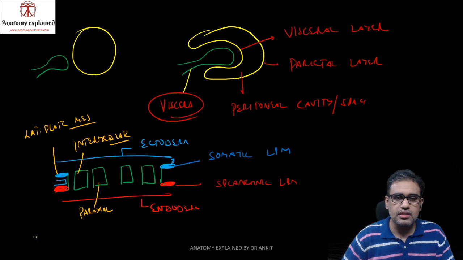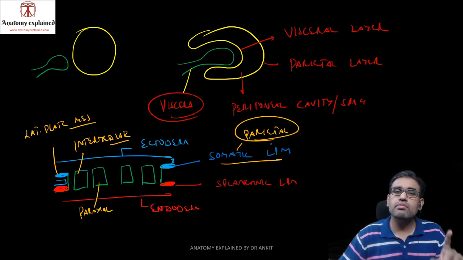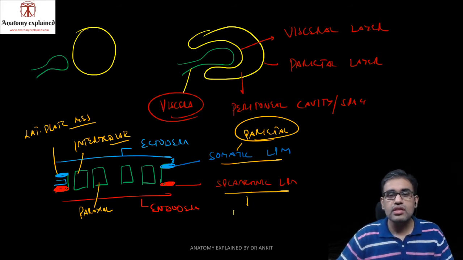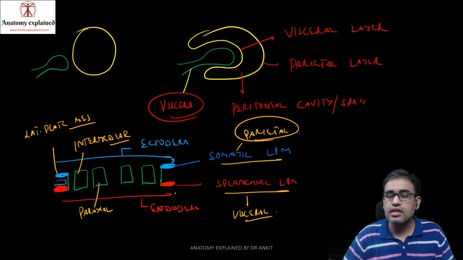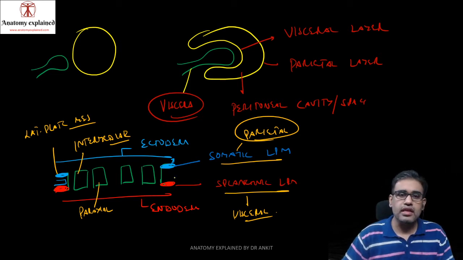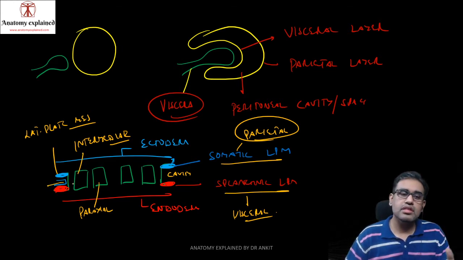Now it is this somatic layer of lateral plate mesoderm which is going to give rise to the parietal layers of the peritoneum, pleura, and pericardium. This splanchnic layer is going to give rise to the visceral layer of the pleura, pericardium, and peritoneum. So embryologically, both the parietal and visceral layers come from the mesoderm. Inside them develops a cavity, the intraembryonic coelomic cavity, which is filled with the peritoneal, pleural, or pericardial fluid.